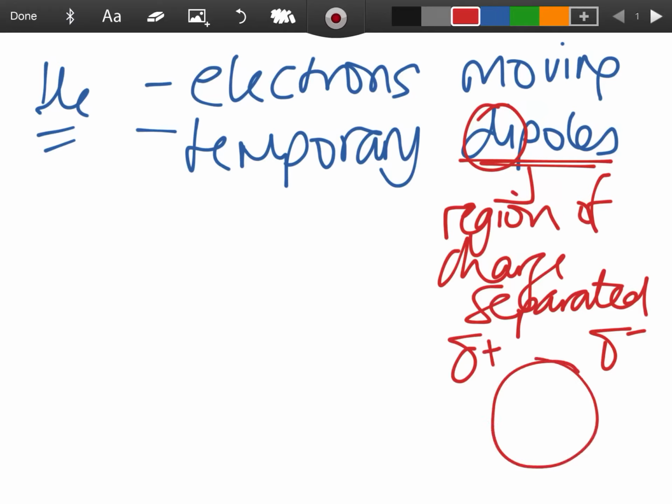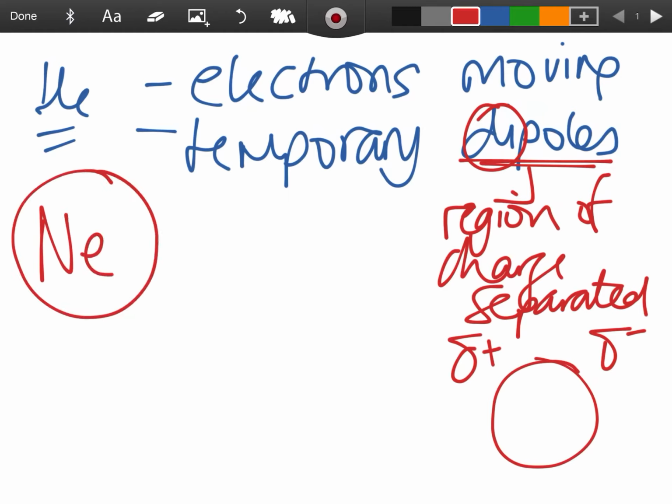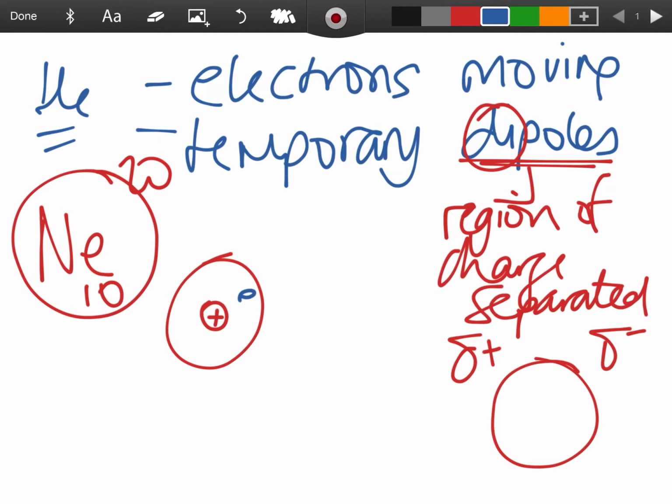So in other words, you have a slightly positive area and a slightly negative area in an atom, okay? And it's the electrons moving that sets up these temporary dipoles. Now, what about if I go from neon to helium, say for a second? Helium is 20 and 10. So if I was drawing a helium nucleus, I'd have 10 protons in the nucleus, and I would have 10 electrons moving around. So like 1, 2, 3, 4, 5, 6, 7, 8, 9, 10.